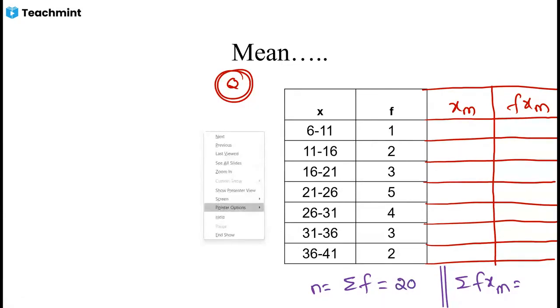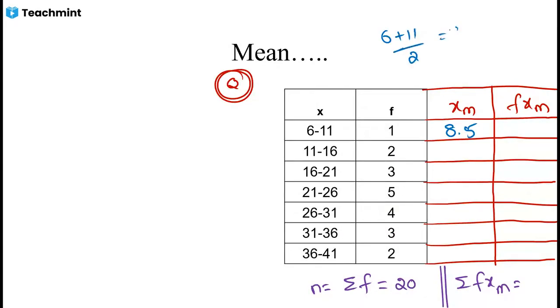Excellent. But you have to calculate xm. The first xm is given by your friend: 6 plus 11 upon 2, which is 8.5. Then here 27 divided by 2, 13.5. Now from here onwards, don't add those two, just keep adding 5. Adding 5, this is 18.5. Here we have 23.5, here 28.5. Adding 5 again, this will be 33.5. Here add 5, 38.5.